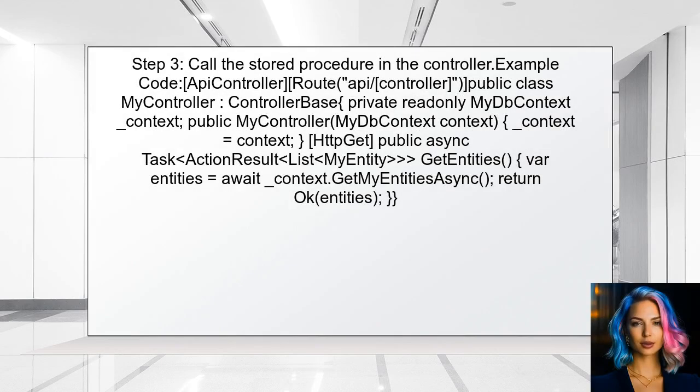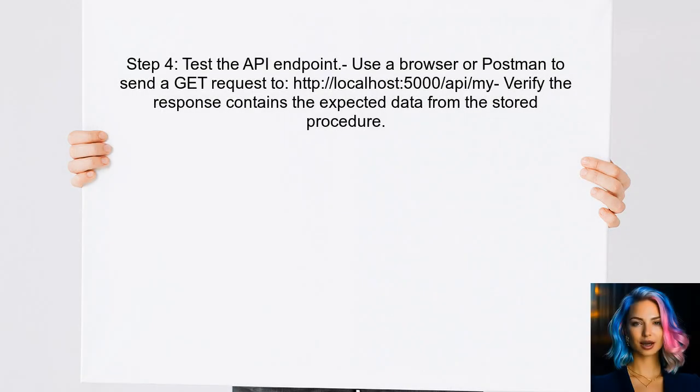Now the user can call the stored procedure from their application. This can be done by injecting the DB context into their controller and using the method created earlier. Finally, the user should test the API endpoint to ensure that the stored procedure is being called correctly and that the data is returned as expected.